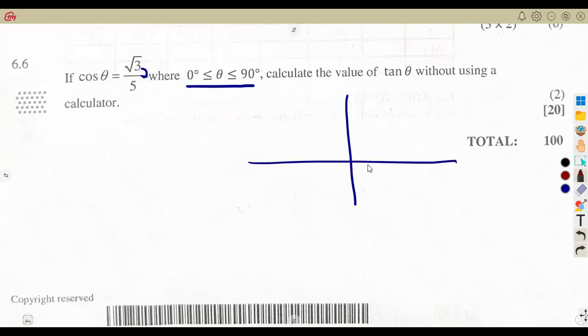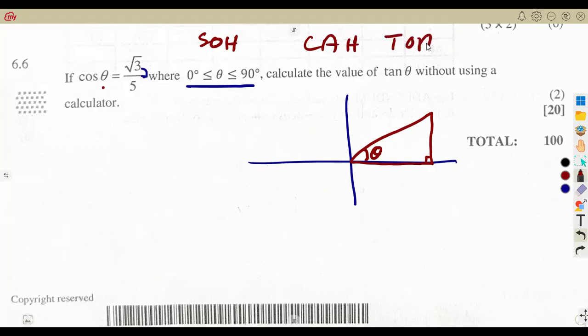Okay? So we're just going to have our triangle here because this is a ratio. Definitely it was taken from a right-angled triangle. I'm just going to put our theta here. This is cos. Remember, from your SOH CAH TOA, cos is adjacent over hypotenuse. According to theta, this is our adjacent and this is our hypotenuse. So that's adjacent, square root of 3, the hypotenuse, which is 5. Remember, this is opposite. So this is our triangle.